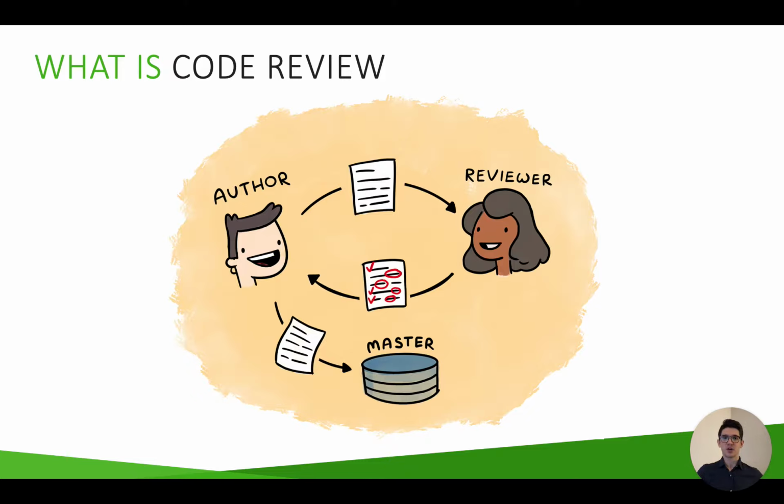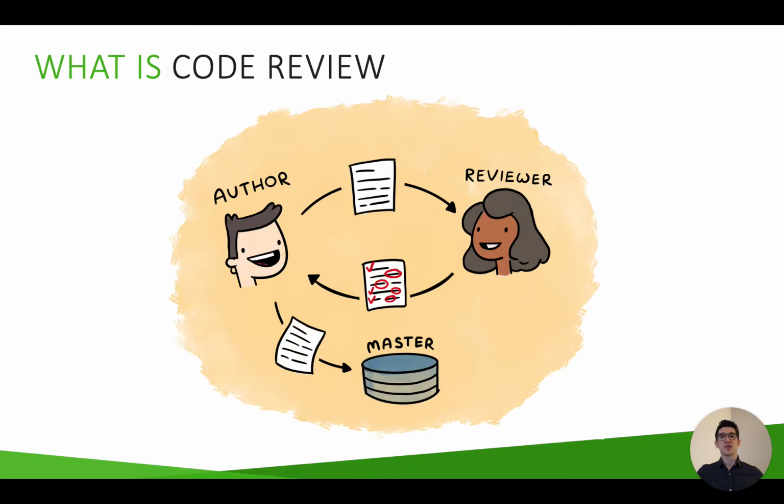So we have an author, somebody who writes the code, and the reviewer. It can be a peer developer or maybe even an external reviewer outside of the team. The author first creates his branch, writes the code, and when he wants to merge it back to master, he creates a pull request. It can be done via Bitbucket directly, or with GitLab or GitHub, depending on the environment which you use.